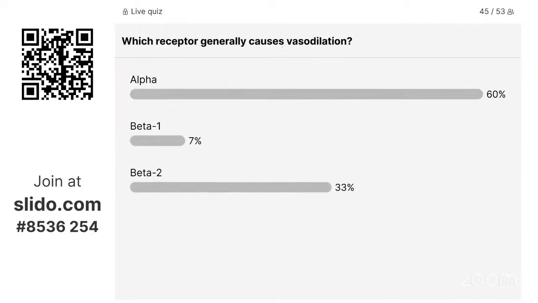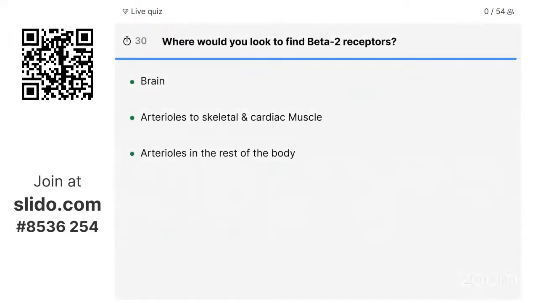All right. Actually, the beta 2 receptors. So if you want to make an arteriole bigger, you want to lower resistance, you want to increase flow, you want a beta 2 receptor in the arterioles leading to that organ. So now that we know those cause vasodilation, where are we putting them? Where are we putting those beta 2 receptors?